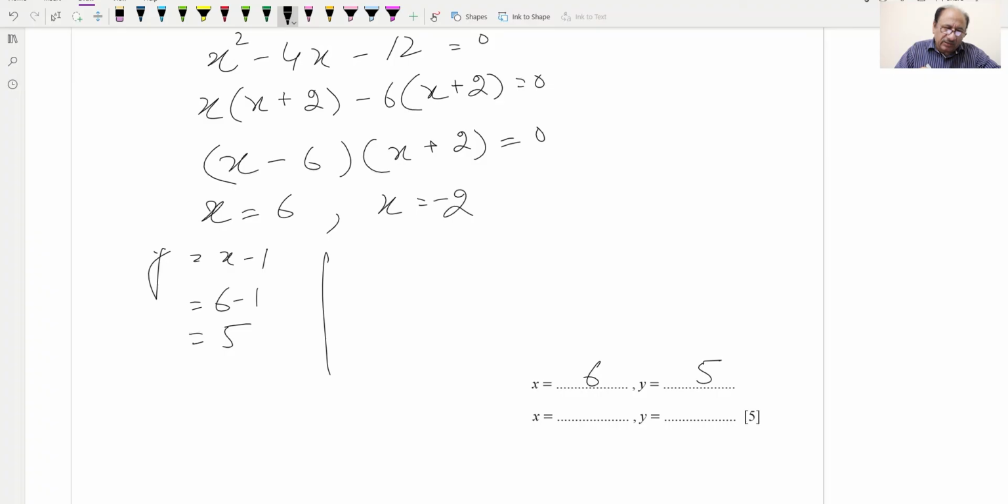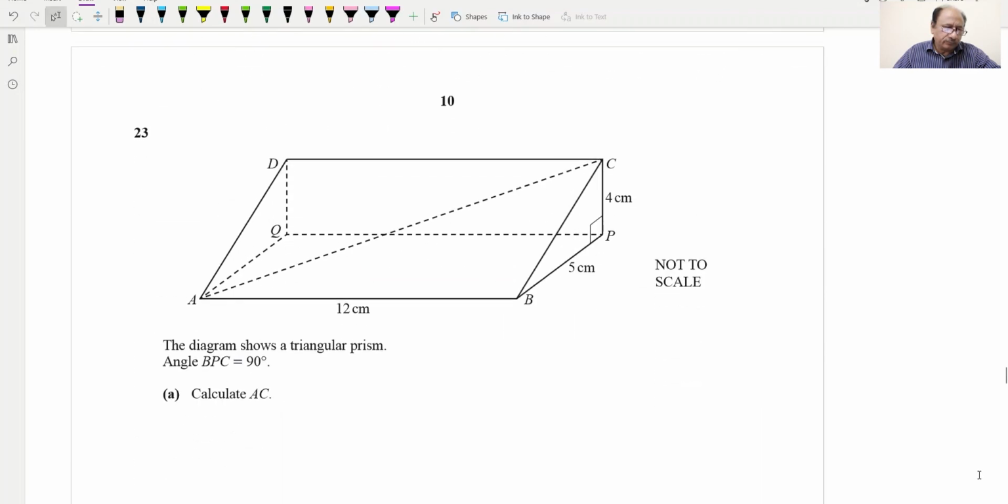So if x is 6, y will be equal to 5. For the second case, when x is equal to minus 2, y will be equal to minus 2 minus 1, which is equal to minus 3. So when x is equal to minus 2, y will be minus 3. This was the 5-mark question which we have done.